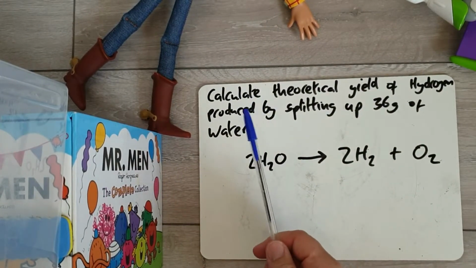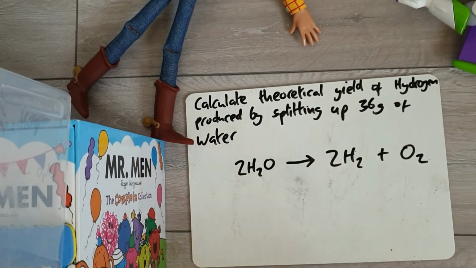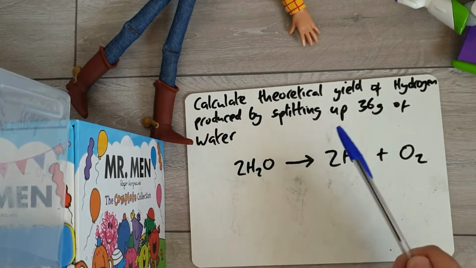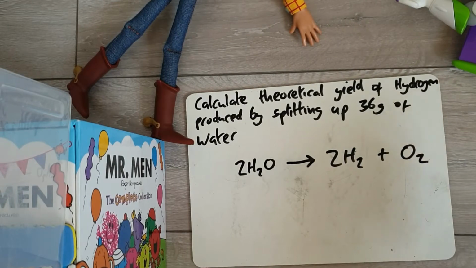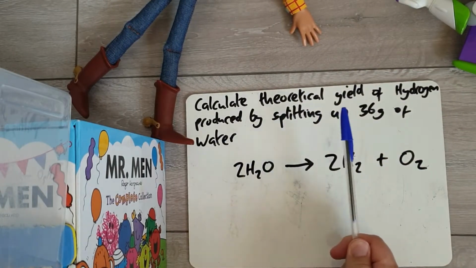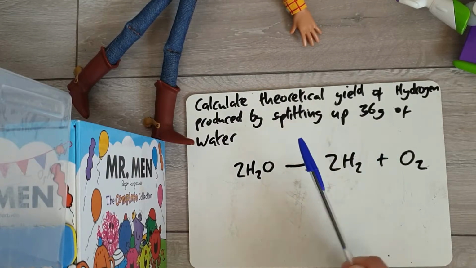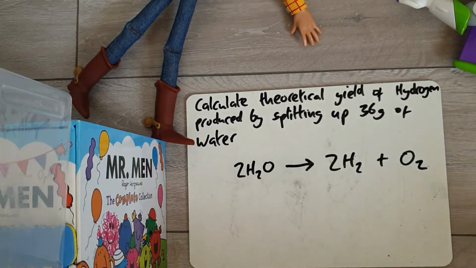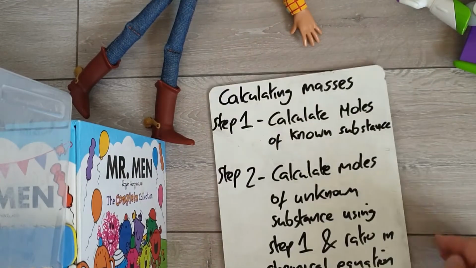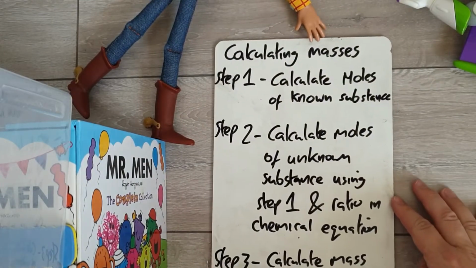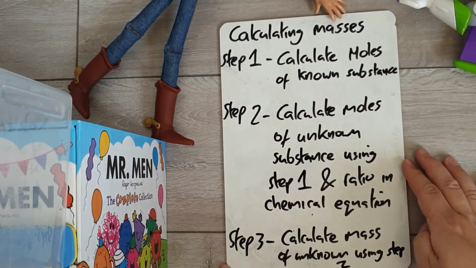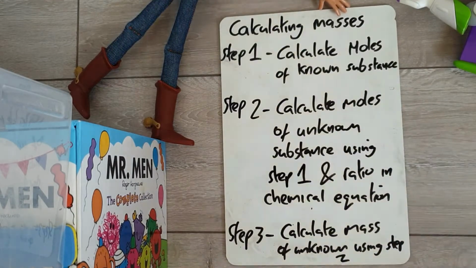This was 3A on the sheet. I'll talk you through this one, and then hopefully you can use these steps to work out the others if you were struggling with it. Calculate the theoretical yield of hydrogen produced by splitting up 36 grams of water. So the steps that you need to do, and take a screenshot of this one if it helps, because this is the policy, this is the steps for all questions.